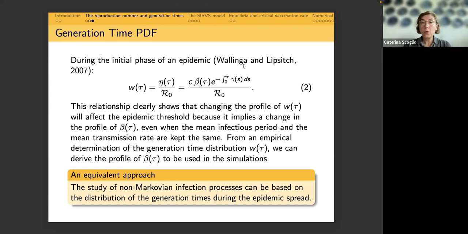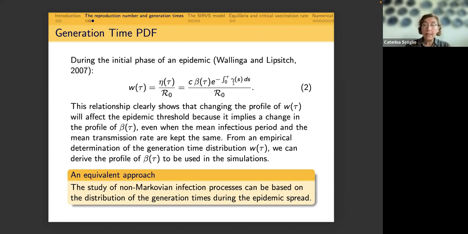A result from Wallinga and Lipsitch in 2007 says that during the initial phase of an epidemic, this generation time distribution w(tau) can be written as C beta tau, the infectiousness profile, times the exponential of minus the integral from 0 to tau of gamma(s) ds, divided by R naught. And so this is the critical point, because it shows how w(tau), the generation time distribution, is related to beta tau. When you change one, you also change the other through this relationship.